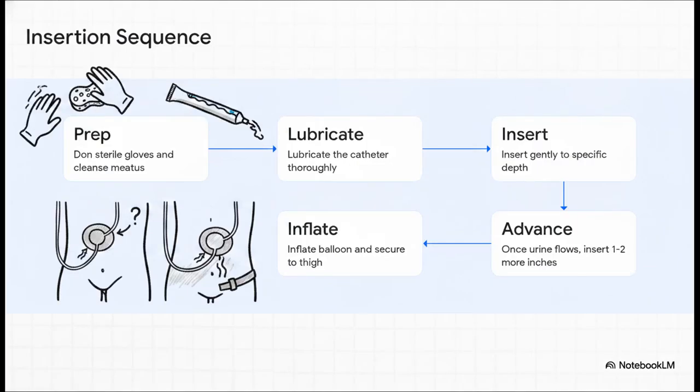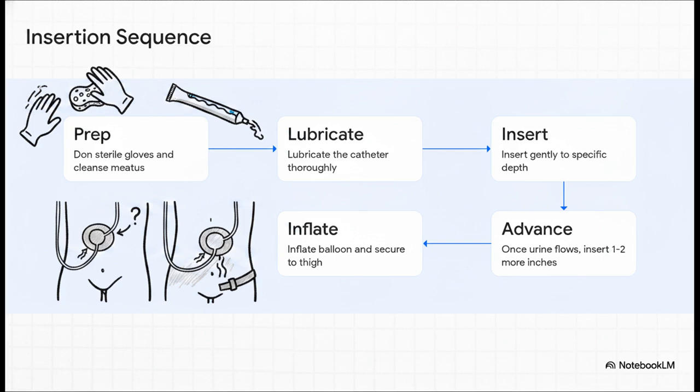So how does this all come together? This is what we call the golden insertion sequence. You prep with sterile gloves, you cleanse, and you heavily lubricate the tube, usually with xylocaine. Then you insert to that gender-specific depth we literally just covered.